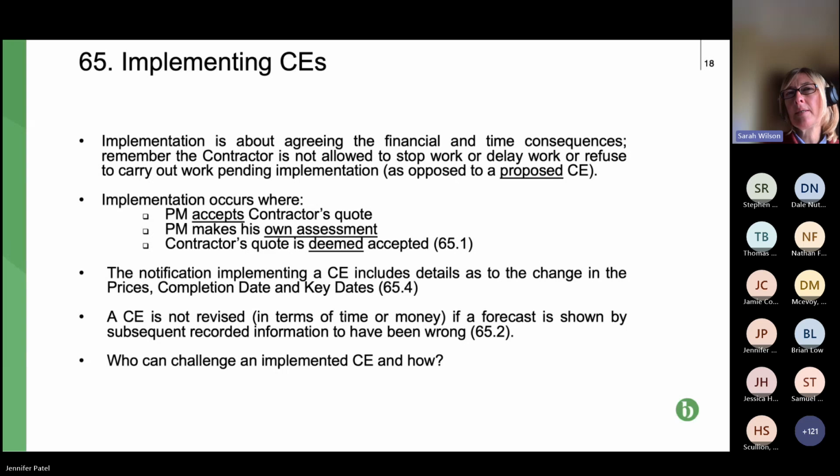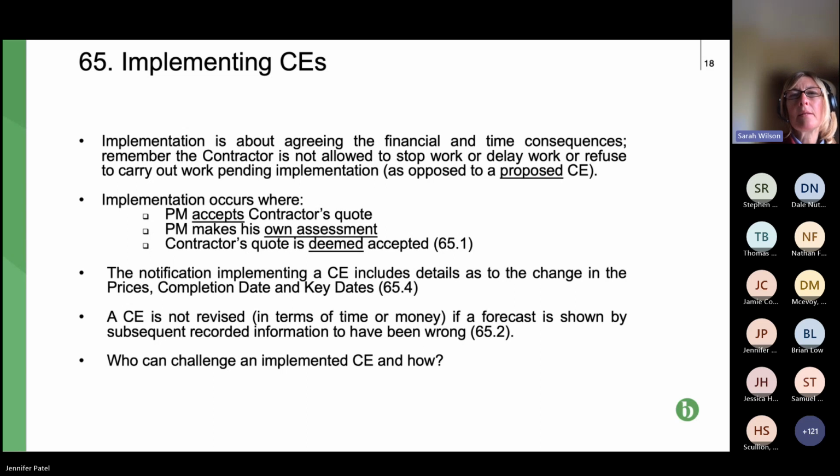If the contractor's quote is deemed accepted under those deeming provisions, then the client again is entitled, once it's paid, to effectively go back to adjudication and look at the merits of the claim. So you might say, well, as a contractor, what's the point of pursuing the deeming provisions? Well, actually, it means that that quote's accepted, it's got to be paid, and then it's up to the employer to prove that money has to be paid back to it, i.e. that the CE was overinflated.